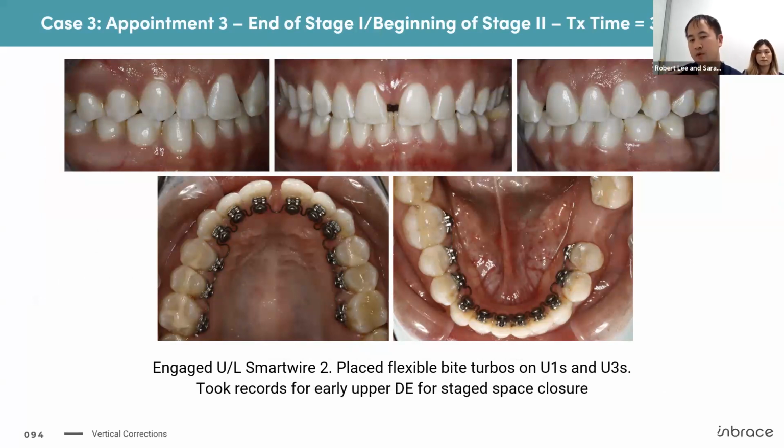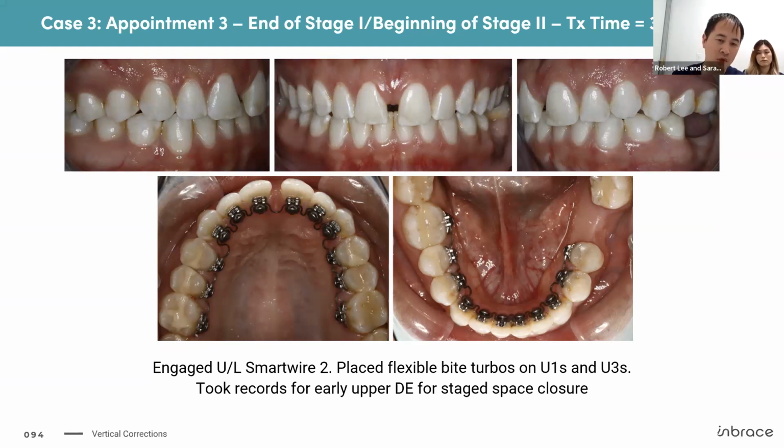Sometimes, though, even though you're placing the flexible bite turbos on the upper 3s, patients still will bite on the upper 1s or upper 2s. In this case, because the upper 1s are over extruded, she was still biting on the upper 1s. So I went ahead and put the flexible bite turbos on both the upper 1s and upper 3s. Sometimes you have to try a different combination of the flexible bite turbos to get them comfortable, as well as to ensure that they're not going to break the brackets. We then took records at this point for an early DE for the upper only, for the stage space closure.